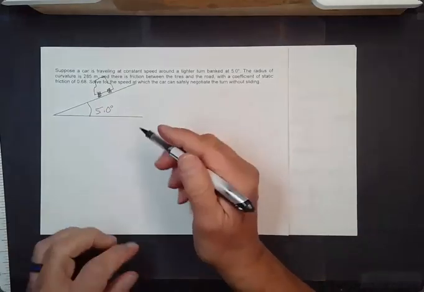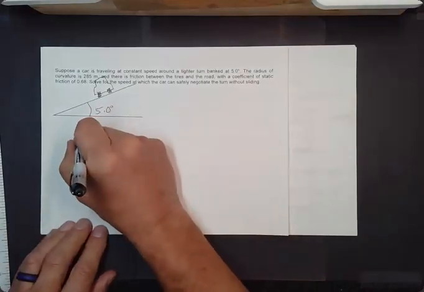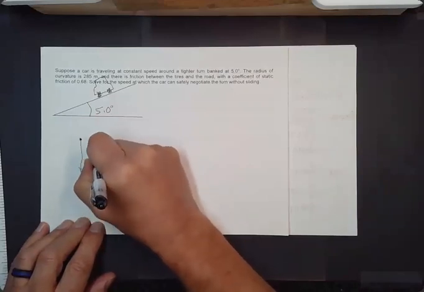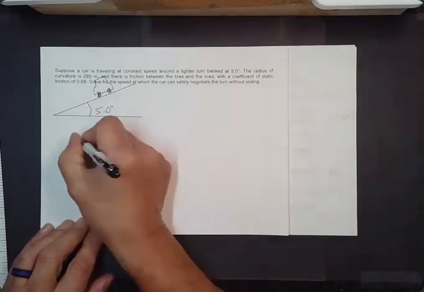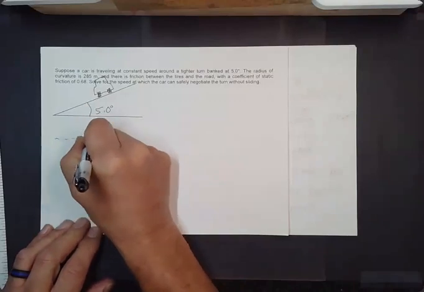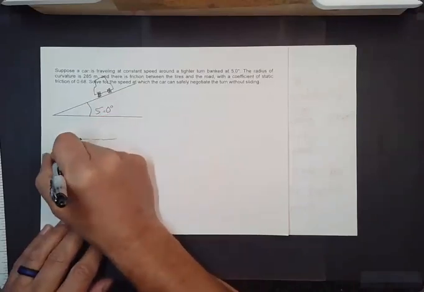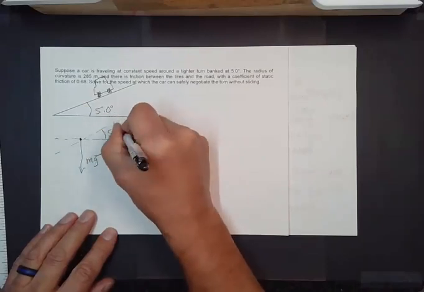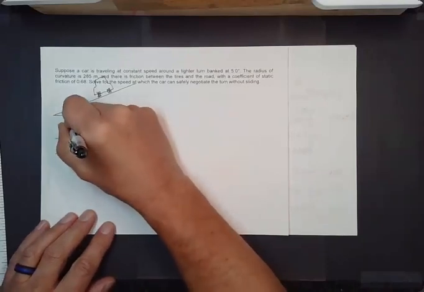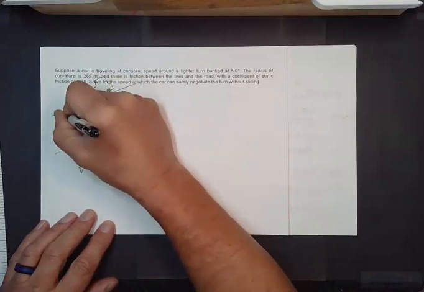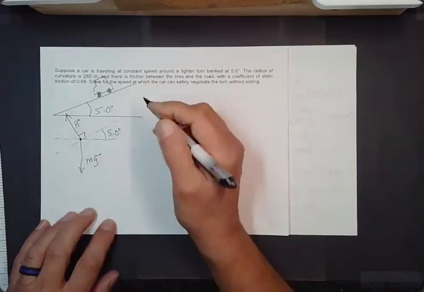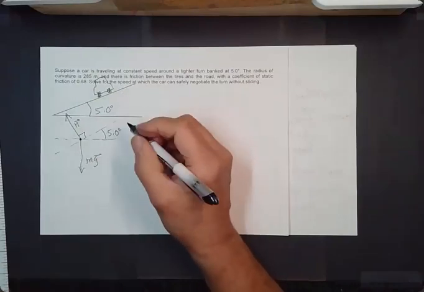Okay, there's our sketch, free body diagram. We'll have mg downward as usual. We'll have a normal force, which is perpendicular to the road surface. So here's our 5.0 degree angle, and I think that's perpendicular to it. There, now it is. And this time we'll have friction.